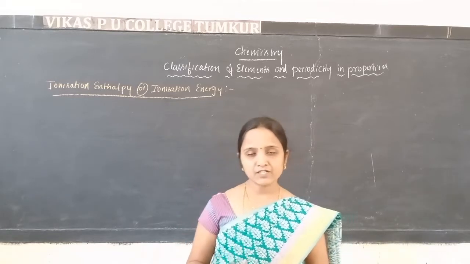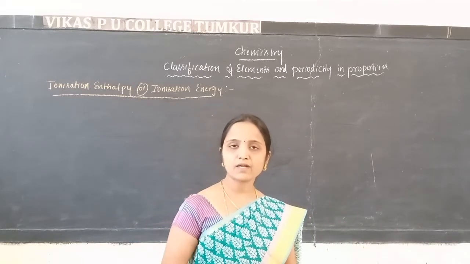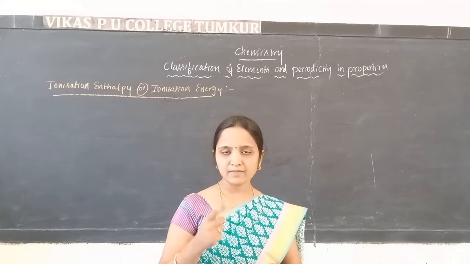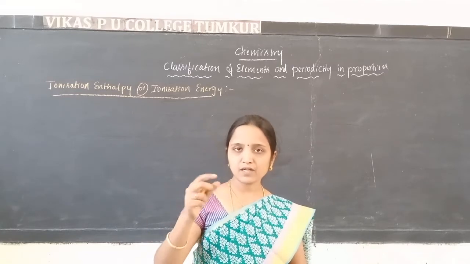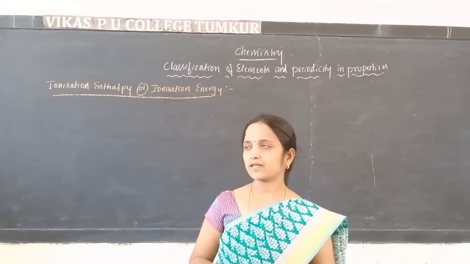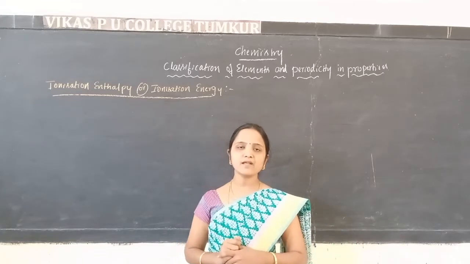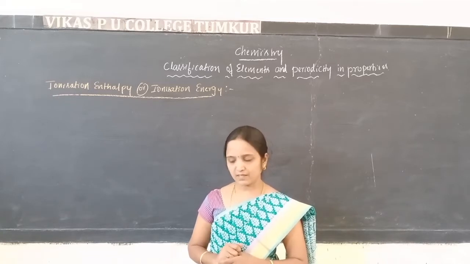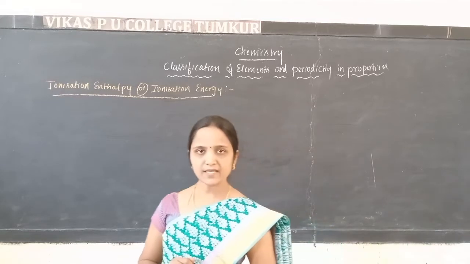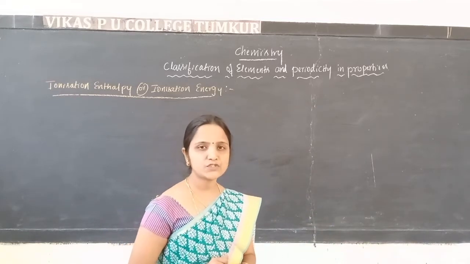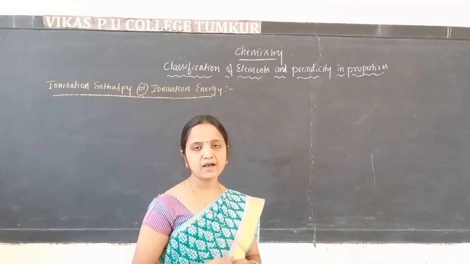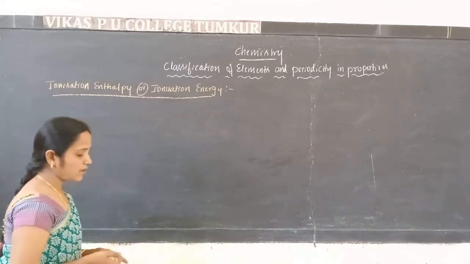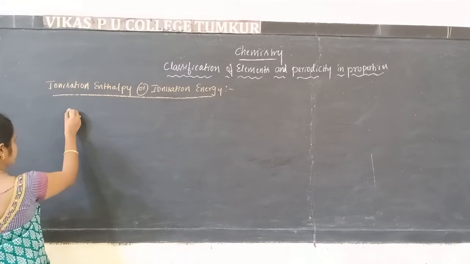The energy required to remove an electron from the outermost shell of a neutral gaseous atom, that we call ionization energy or ionization enthalpy. Ionization enthalpy means the amount of energy required to remove the electron from the outermost shell of a neutral gaseous atom. Now we are going to discuss the first ionization energy.